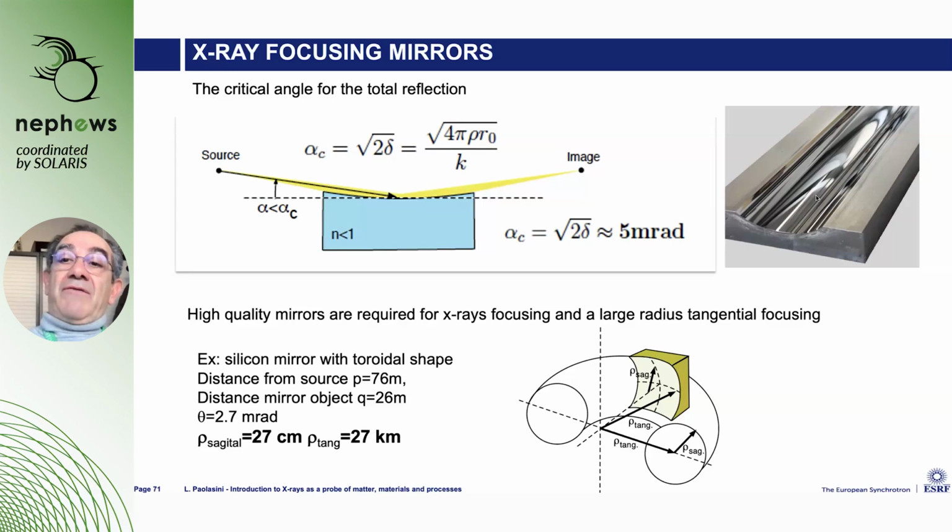So we need to build a mirror with a very, very high quality of the surface, avoiding slope error or roughness and so on. Here is an example of a silicon mirror which has a sagittal and tangential radius, a silicon mirror with a toroidal shape, in which the distance from the source is 76 meters, the distance from the object 26 meters, and the glancing angle is 2.7 milliradians. We can see that we need to build a mirror which has 27 centimeters for the sagittal focusing, but 27 kilometers for the tangential focusing. So you can imagine the technological difficulty to build such a kind of surface of very high quality.